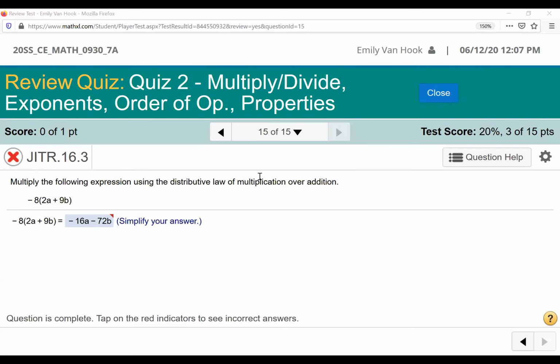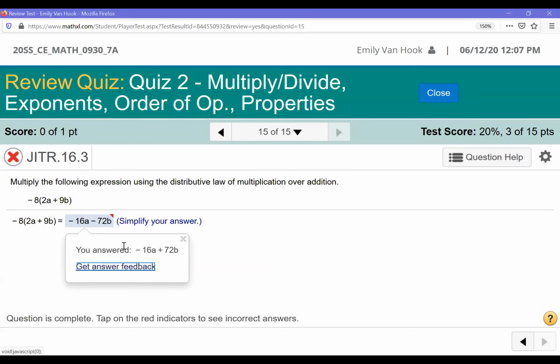Okay, so here's number 15. You can see the red X, I got it wrong. In the light blue space is the correct answer. That is not what I answered. So if I click here with my mouse, here's what I answered. So now I can see, oh shoot, I did the wrong sign. I should have put a minus sign, but instead I put a plus sign in front of the 72B.